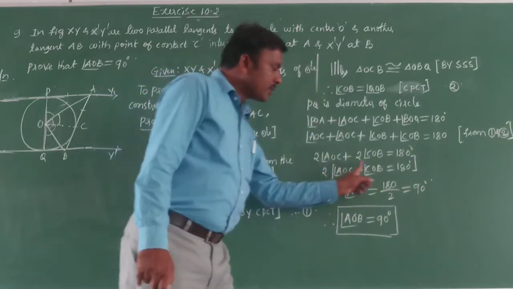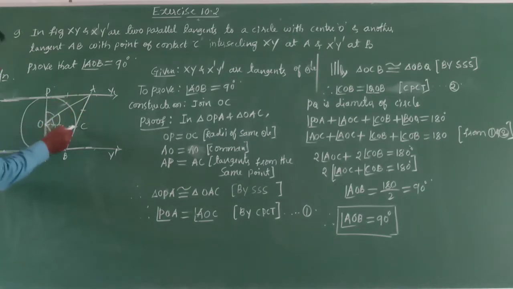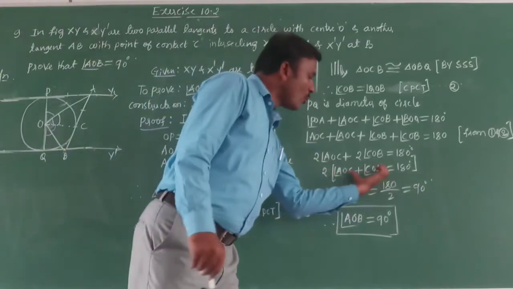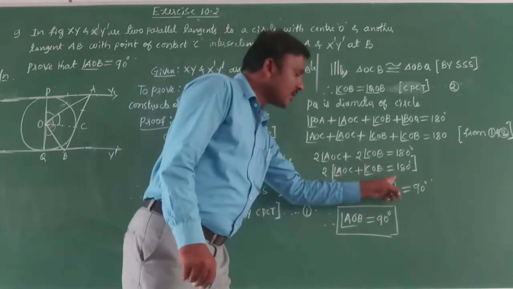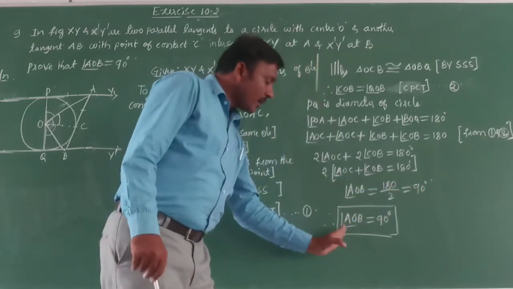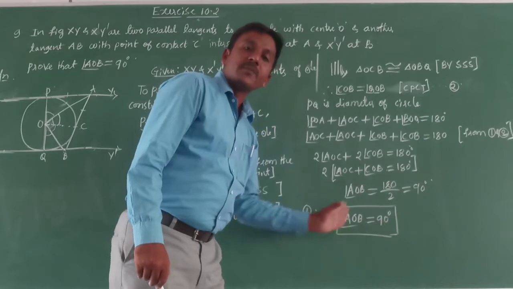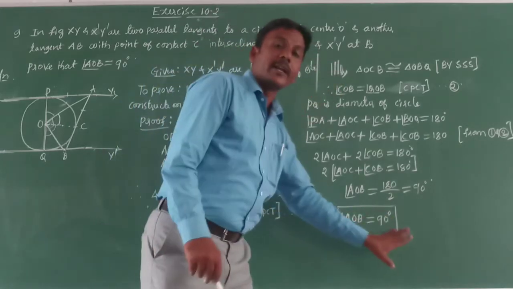So angle AOC plus COB, see now, this angle plus this angle can be written as AOB. The sum of this is equal to AOB, that is equal to, transpose 2 to the RHS, that gives 180 divided by 2, that gives us 90 degree. Therefore angle AOB is equal to 90 degree. Hence proved. We need to prove this one only, angle AOB is equal to 90 degree.